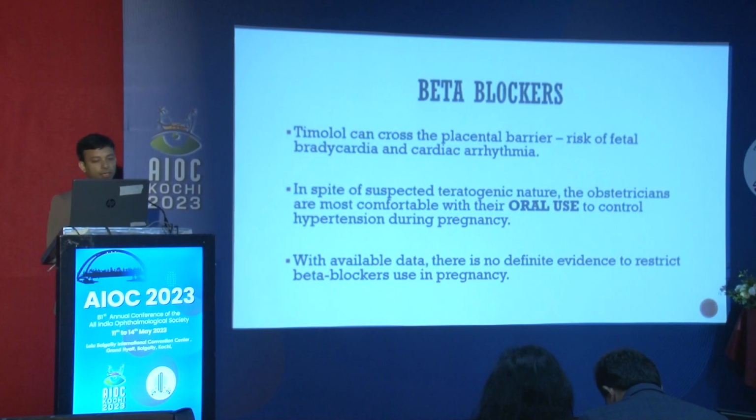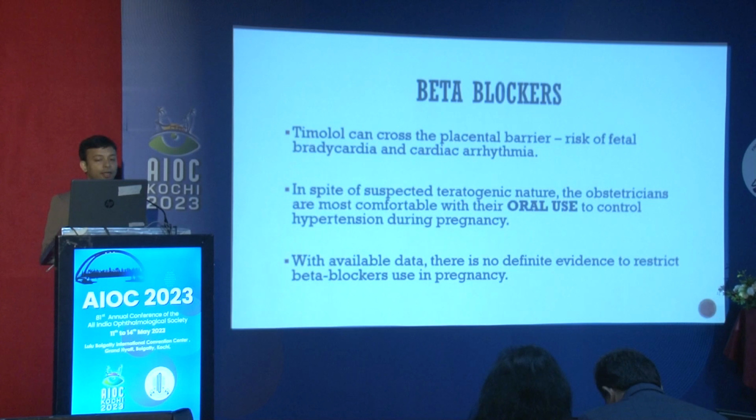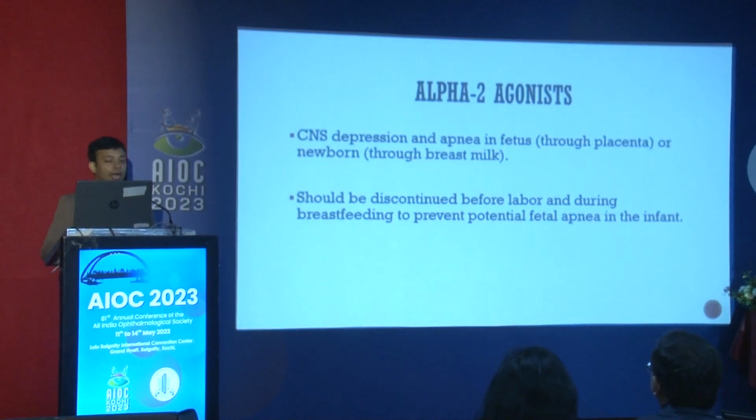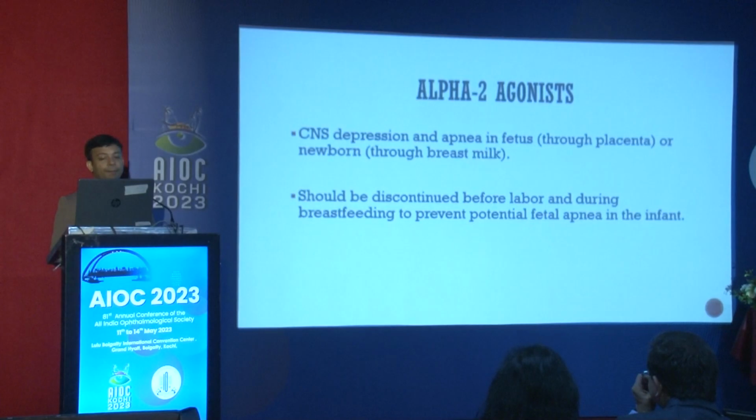Beta blockers can cross the placental barrier and can risk fetal bradycardia and cardiac arrhythmia. So we are very skeptical about using beta blockers, but obstetricians are routinely giving oral beta blockers for hypertension in pregnancy. Alpha 2 agonists are the safest drops, but they can cause CNS depression and apnea when transferred through the placenta, or in a newborn through breast milk. So they should be discontinued just before labor.